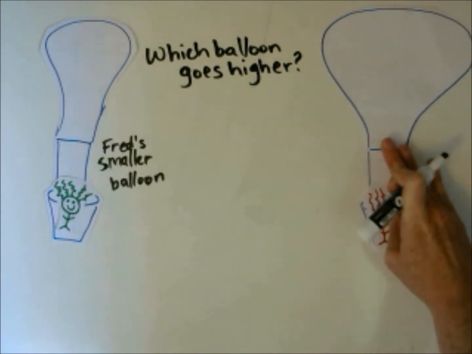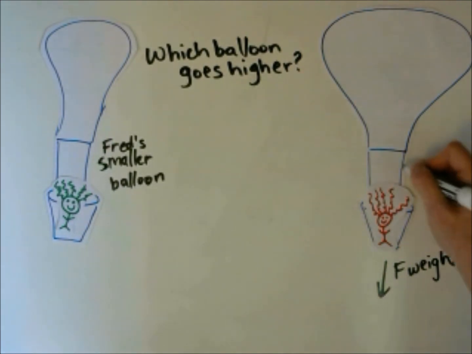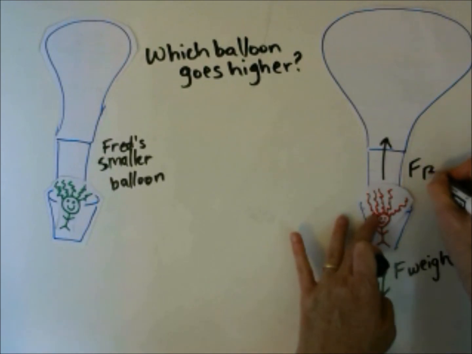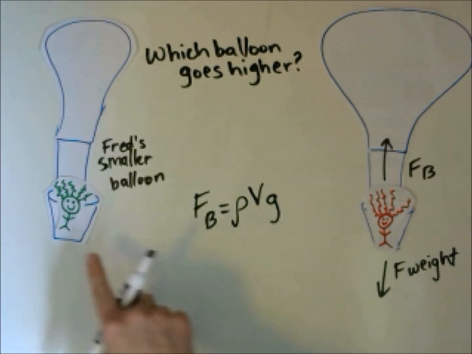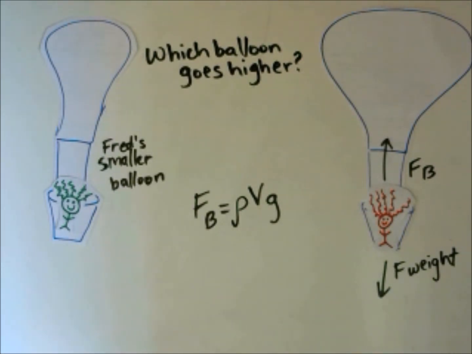The forces acting on a balloon in the air are the force of weight, and the buoyant force. The buoyant force is what allows a hot air balloon to go up. Well, what is the buoyant force equal to? The weight won't change. Well, Fred's is slightly less than Francine's. So the actual weight difference is not going to make that much of a difference in this case.